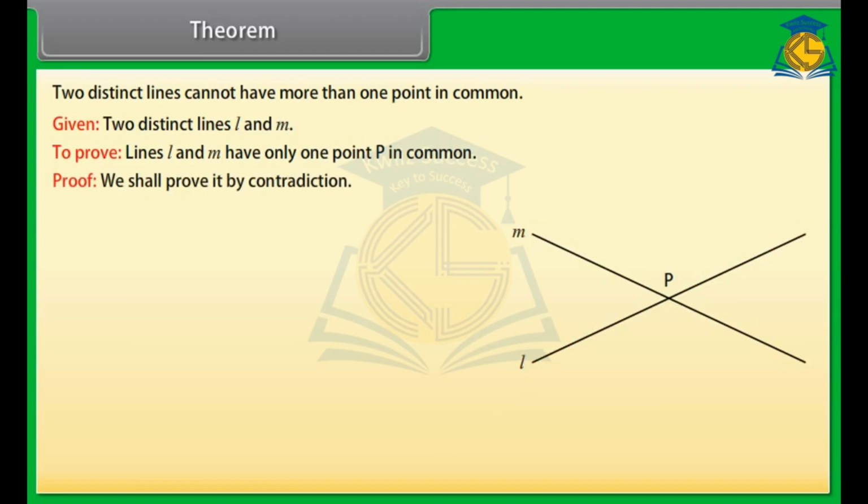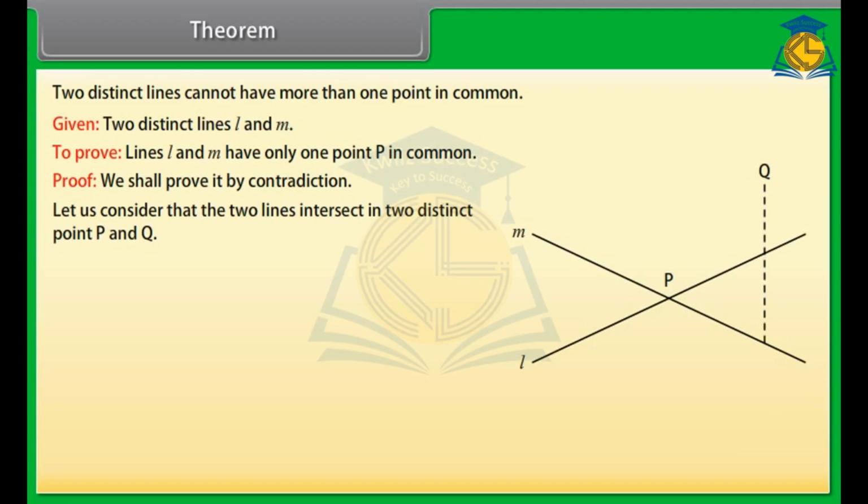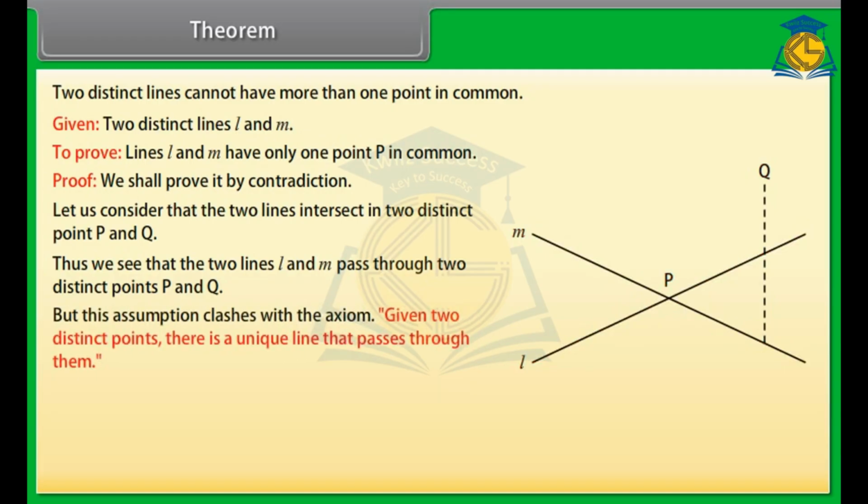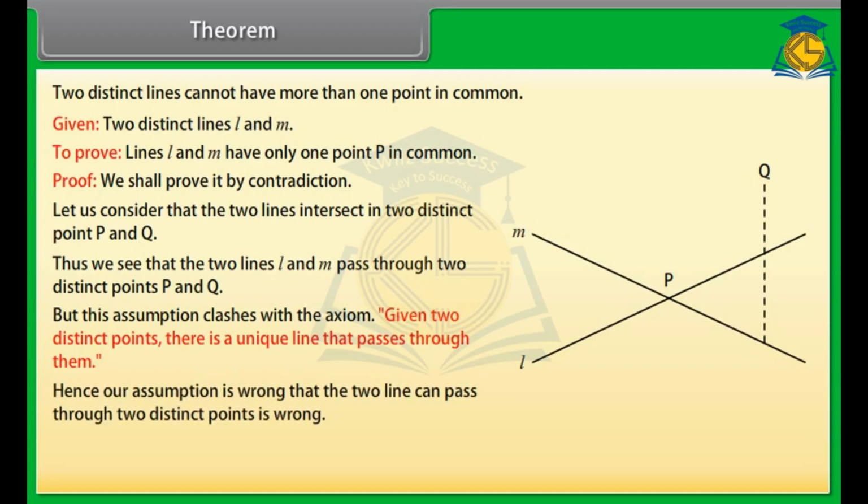Proof. We shall prove it by contradiction. Let us consider that two lines intersect in two distinct points P and Q. Thus, we see that the two lines L and M pass through two distinct points P and Q. But this assumption clashes with the axiom: given two distinct points, there is a unique line that passes through them. Hence, our assumption that the two lines can pass through two distinct points is wrong. Hence, two distinct lines cannot have more than one point in common.